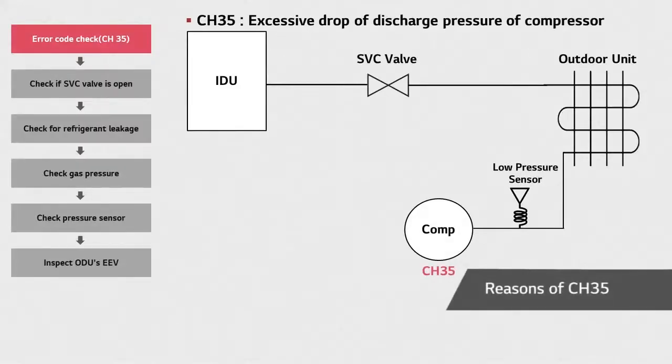CH35 is an error related to a drop of the compressor's discharge low pressure. Low pressure drop will cause the compressor to remain in off state. Common causes of this error include service valve blockage, lack of refrigerant, defects in the low pressure sensor, a malfunction of the IDUs or ODUs EEVs, etc.